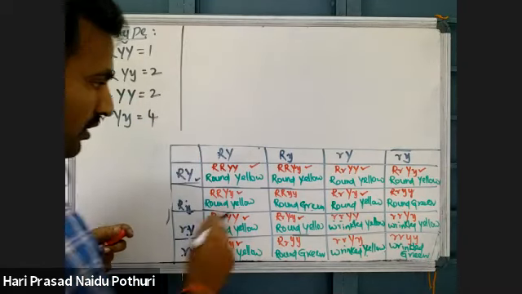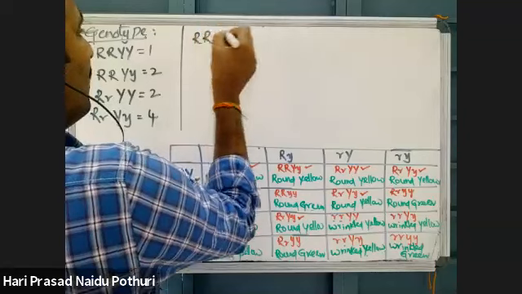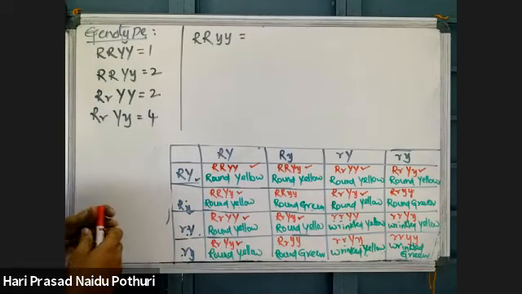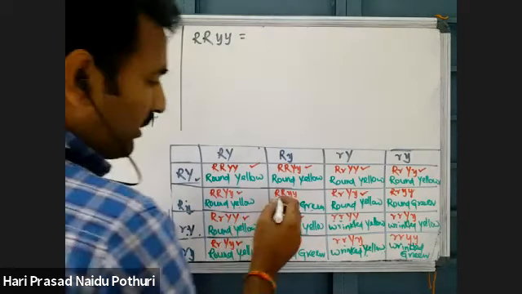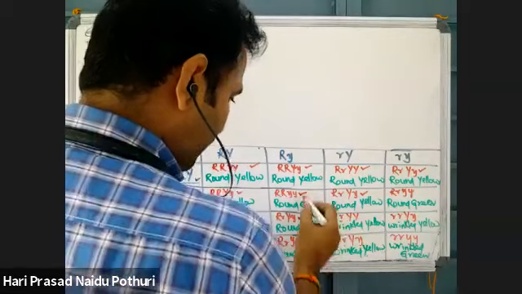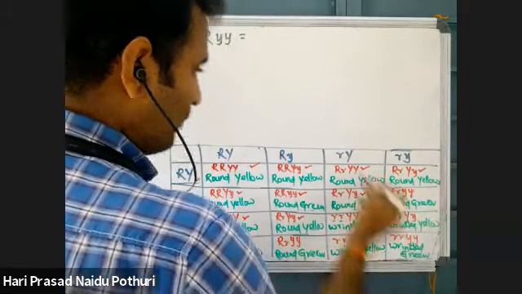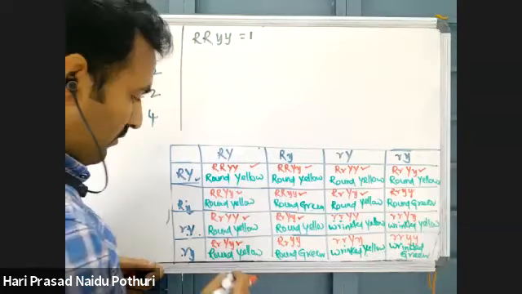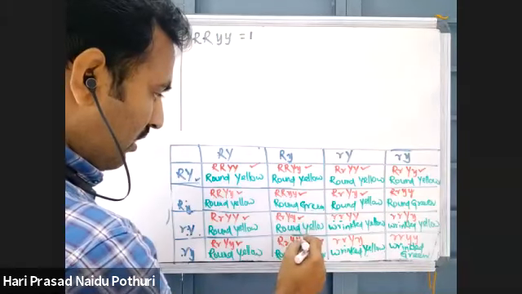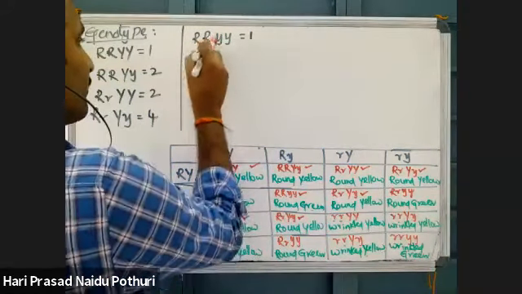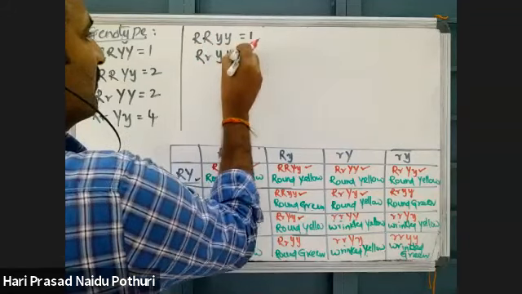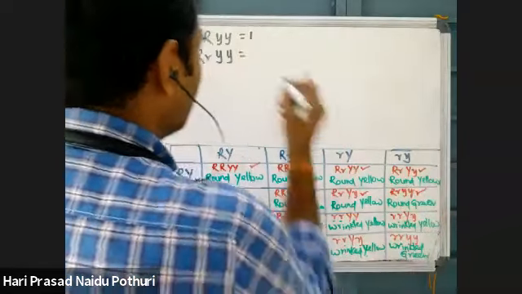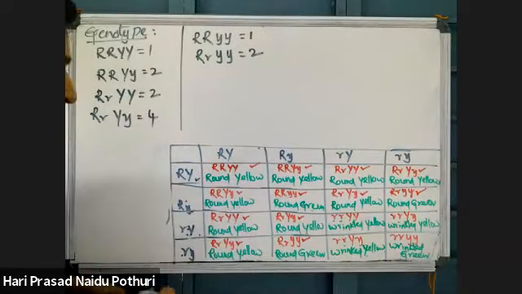Then capital R, capital R, small y, small y. Capital R, small y, 1. Only 1. Then capital R, small r, small y, small y. Here 1, here 1. 2 are formed.